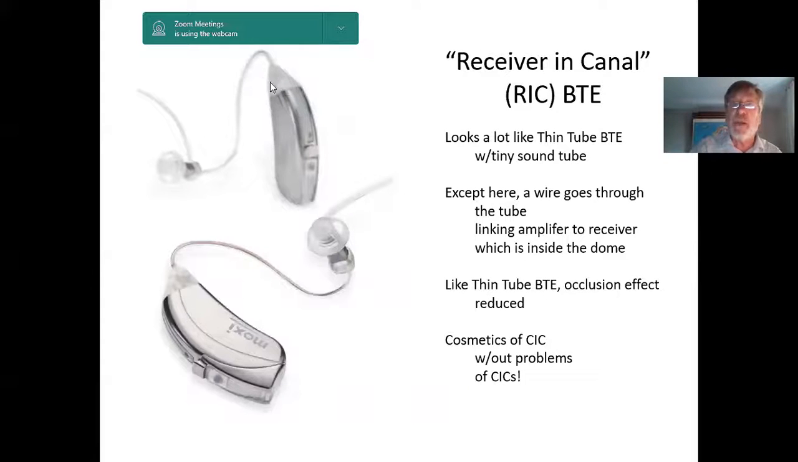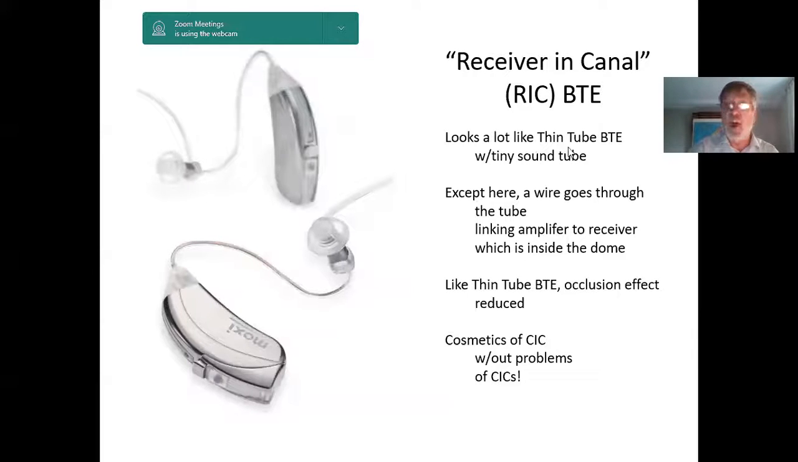The receiver or speaker is here, and sound goes through the tube and into the ear. When you've got a receiver in canal, the receiver is in the canal, and the dome is put over it, so sound doesn't go through the tube. There's a wire. The battery is here, and the hearing aid amplifies, but the receiver, instead of being at the top here with a tube that the sound goes through, is put in the ear, and they connect the receiver to the hearing aid with a wire.